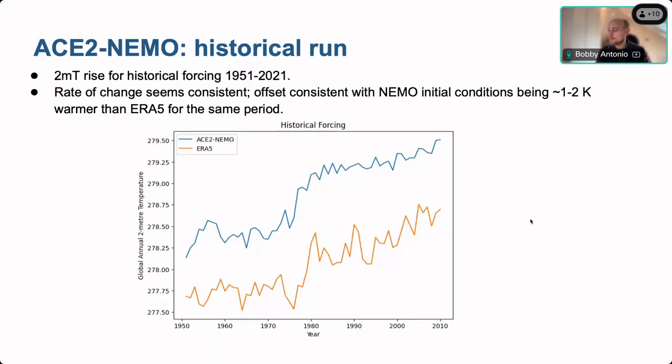So as I said, we've done a control run. We also have historical runs. This is just the global 2-meter temperature showing here for the historical run in blue compared to ERA5 in orange. I think the first thing to note is obviously there's a big gap, and having looked into that, it looks like the initial conditions we have, which were provided by BSC from their runs, seem to have a bit of a temperature difference compared to ERA5 for the same period. So I think we'd expect a little bit of a gap.